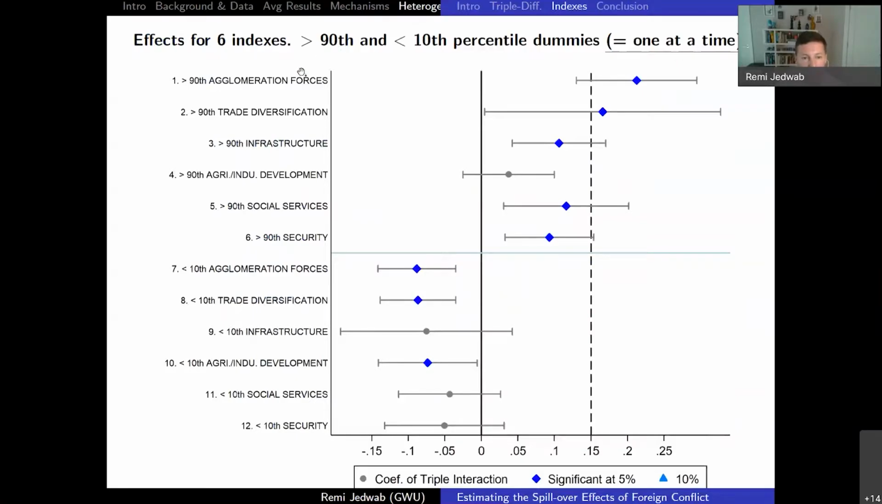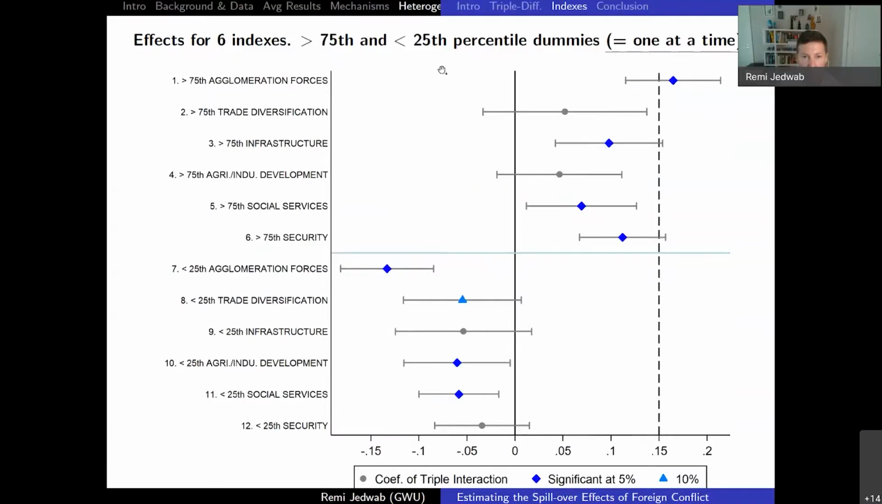So the question is, how do we define these dummies? Here it's a dummy if you have a very high value of the agglomeration forces or trade diversification or infrastructure, and the 10th percentile dummy is here, if you have a very low value of these. We see a very strong effect of the agglomeration forces. We see a very strong effect of trade diversification, and we see some effect of infrastructure, social services, and security. And for places that have less of these, we also see very negative effects. This is if we focus on more extreme locations.